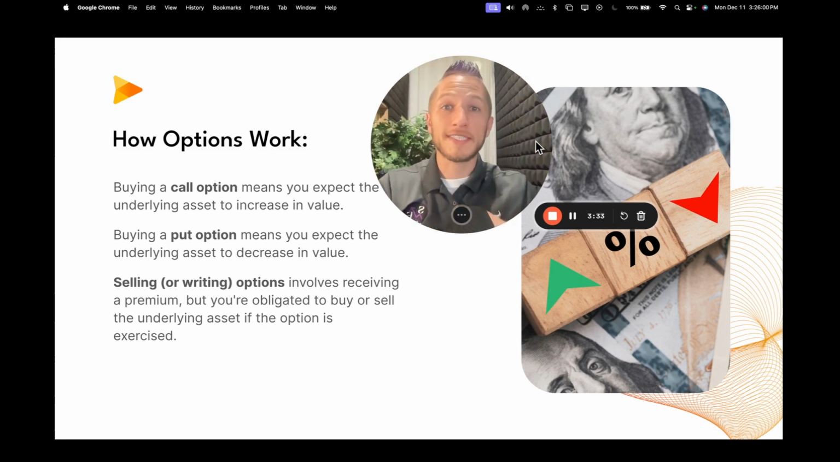Now, if you are selling the contract or writing that contract, it involves receiving the premium from the other party. You are not obligated to buy or sell the underlying asset unless the strike price has been hit within the expiration period inside of that contract.